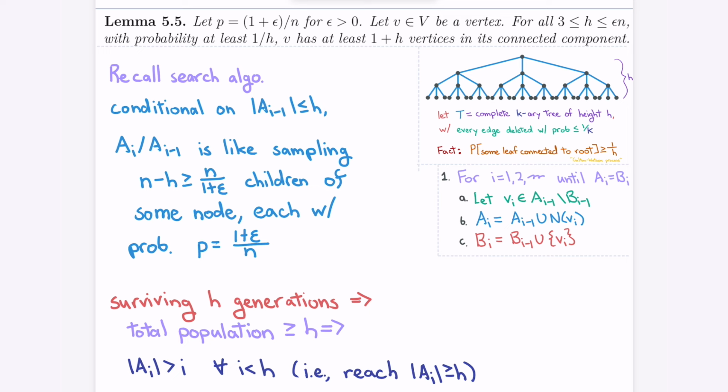So remember the search algorithm. My goal is just to get to h total vertices in my search. And I'm going to try to bound that below by the odds of a Galton-Watson process getting to generation h. The way I'm going to think about it, imagine after like 9 rounds, and assuming I haven't found h children yet, then I'm going to be sampling from at least n minus h other vertices out there.